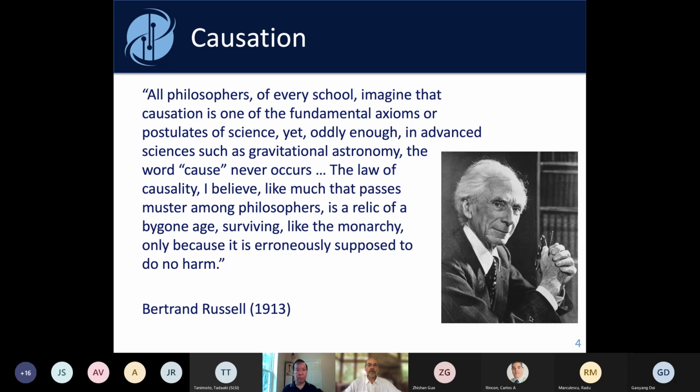In this very colorful quote, he says, "All philosophers of every school imagine causation is one of the fundamental axioms or postulates of science. And yet, oddly enough, in advanced sciences such as gravitational astronomy, the word cause never occurs. The laws of causality, I believe, like much that passes muster among philosophers, is a relic of a bygone era, surviving like the monarchy only because it is erroneously supposed to do no harm."